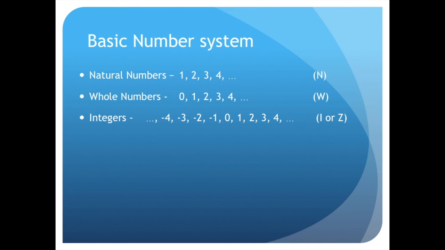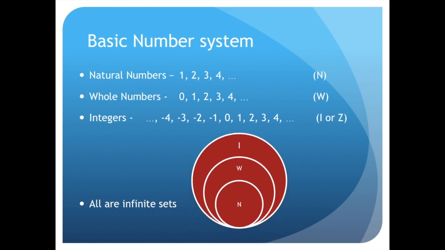From the above series you can see that all the number systems are infinite sets, because the numbers go on till infinity. There is one more piece of information we can get from the above three number systems. Integers are the master set which contains all the whole numbers as well as all the natural numbers. So we can say whole numbers and natural numbers are subsets of integers.